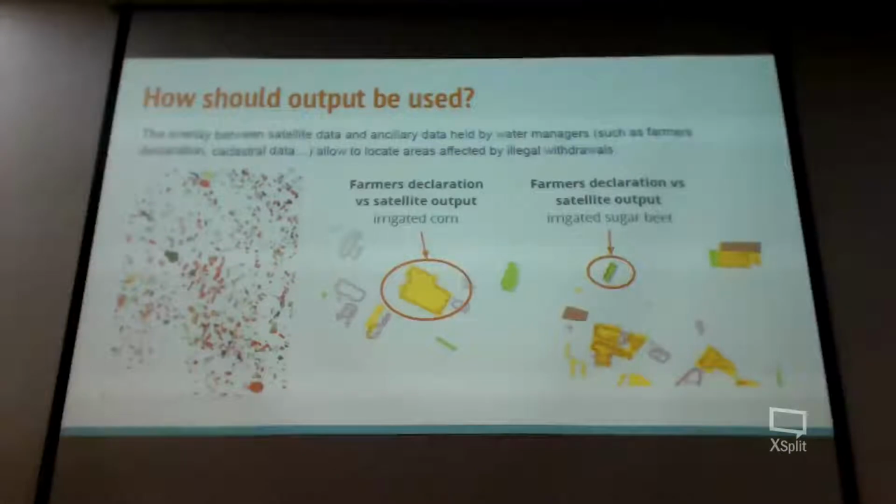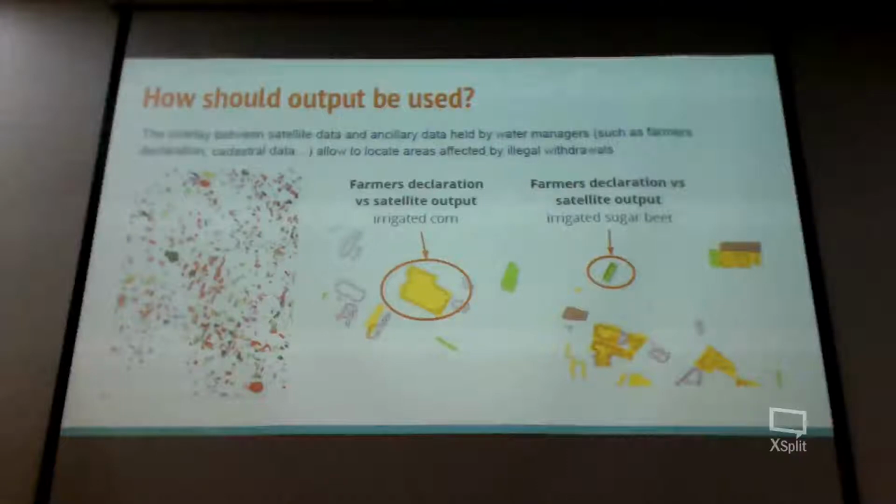Where they match, we can say that here we had a declaration of the farmers to the consortia, and the satellite has detected that field as irrigated, so there is a perfect match. Even in this case of sugar beet, and that was a case of corn. While where the satellite found an irrigation, but this irrigation doesn't match with the layer of the water managers, there can be possible illegal withdrawals.